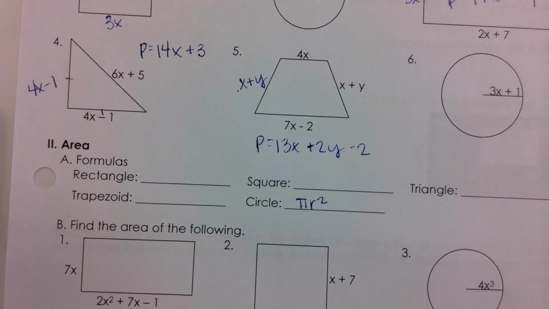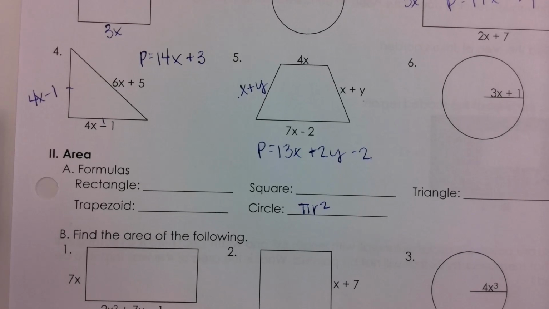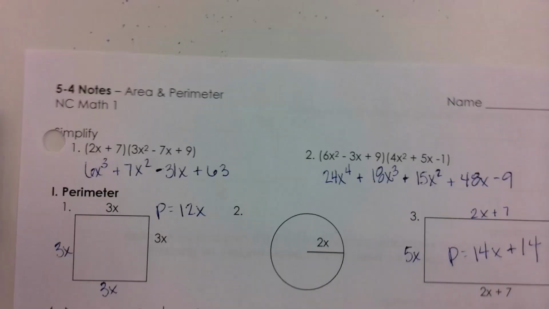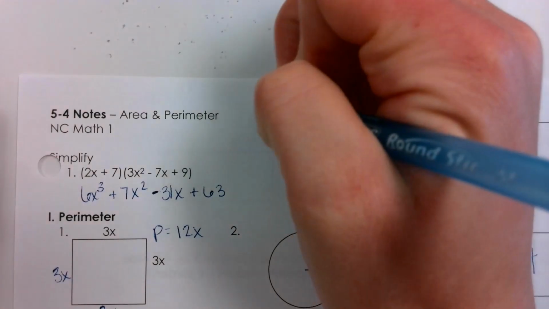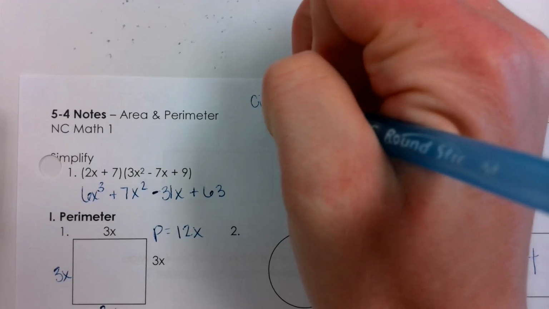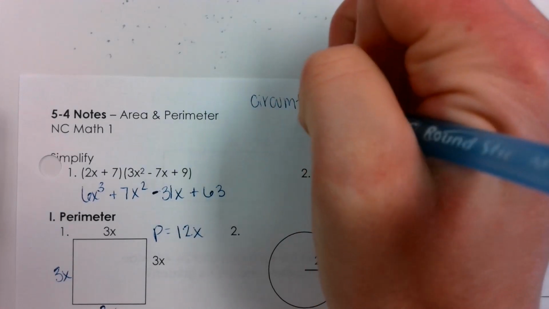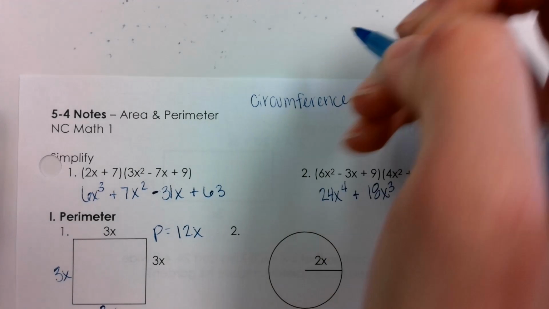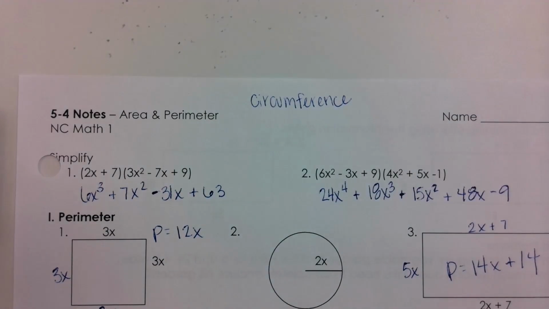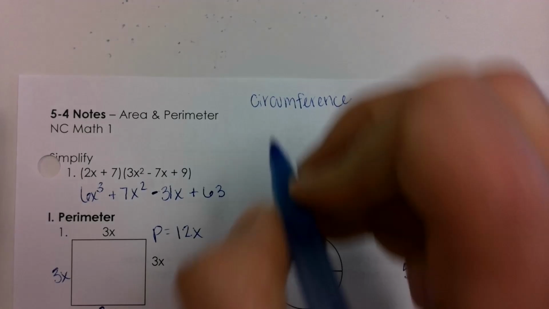How are we going to find your circumference? Kind of. So your circumference, let's write this at the top of our page. I'm going to spell this wrong. Circumference. Does that sound right? We'll go with it. Your circumference is 2 pi r.